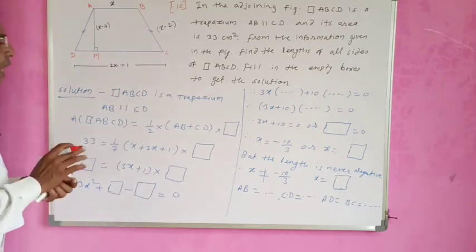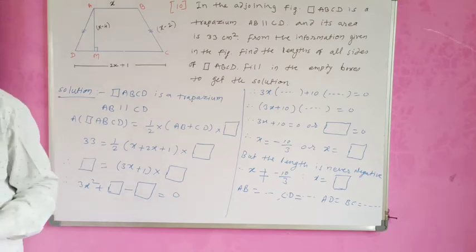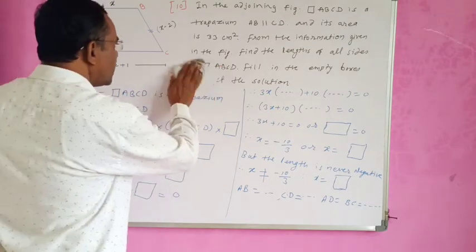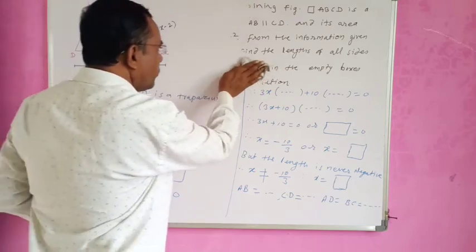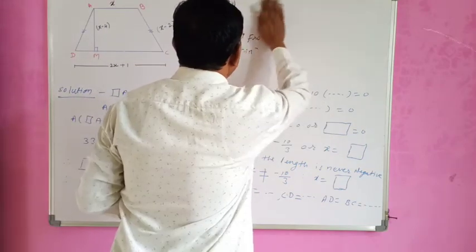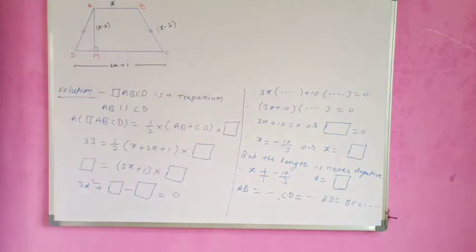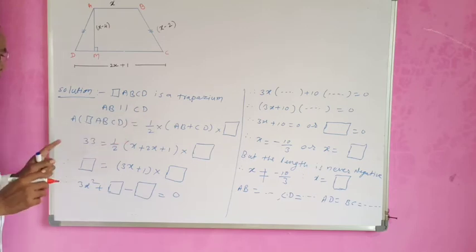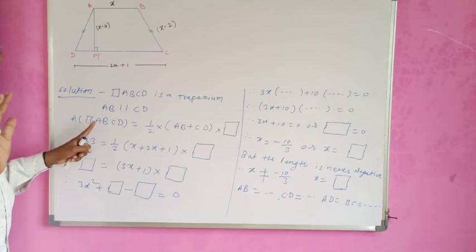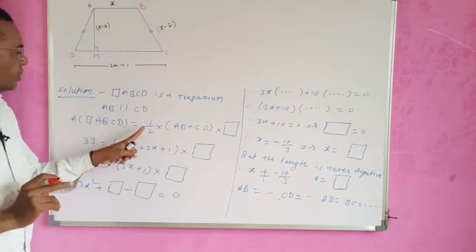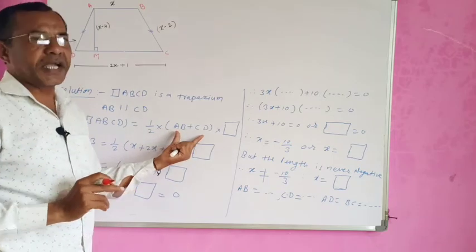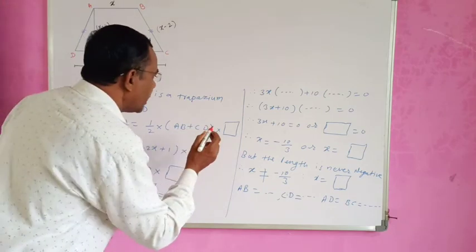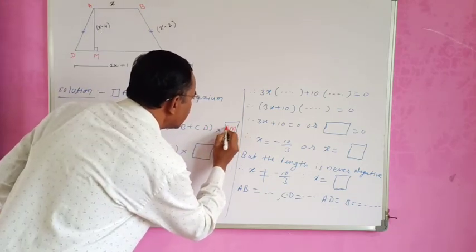Okay, now I will erase the part of the example you have written, and we will solve the solution and fill the boxes. Now see here, this quadrilateral is a trapezium and AB is parallel to CD. The area of the trapezium is equal to 1 by 2 into the sum of the parallel sides into height. It is the formula. And what is the height here? AM is the height.